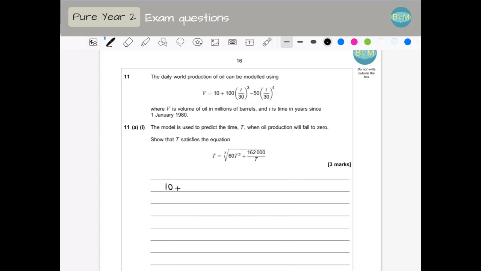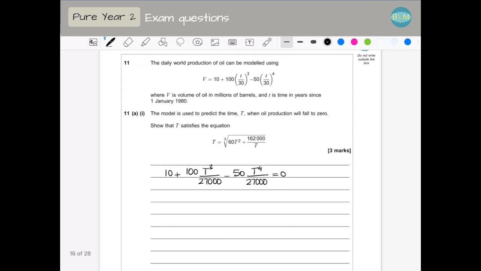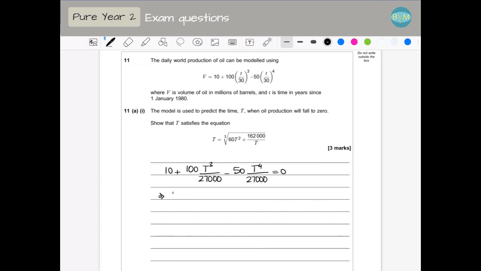So plus, and I'm going to work the coefficients at the same time. So minus 50 t to the power of 4 equal to 0. We divide everything by t, so we have a t in the denominator, like we have in the expression, and then we can simplify the coefficients a bit as well.